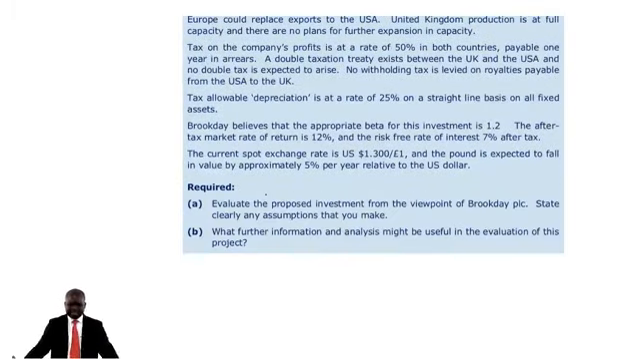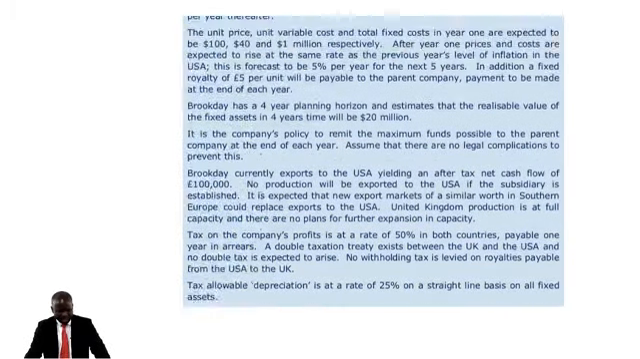So when we come here, it says evaluate the proposed investment from the viewpoint of Brockday PLC. State clearly any assumptions that you make. What further information and analysis might be useful in the evaluation of this project? The question didn't tell us whether we have to use APV or NPV. When I go to the question, I'll be taken care of. Am I going to see issue costs? Am I going to see subsidized loans? If I don't see them, then I will evaluate it normally using my normal NPV. That is it. But if I see subsidized loans and issue costs, then I have to think of using what? APV. Okay, so now let's go to the question.